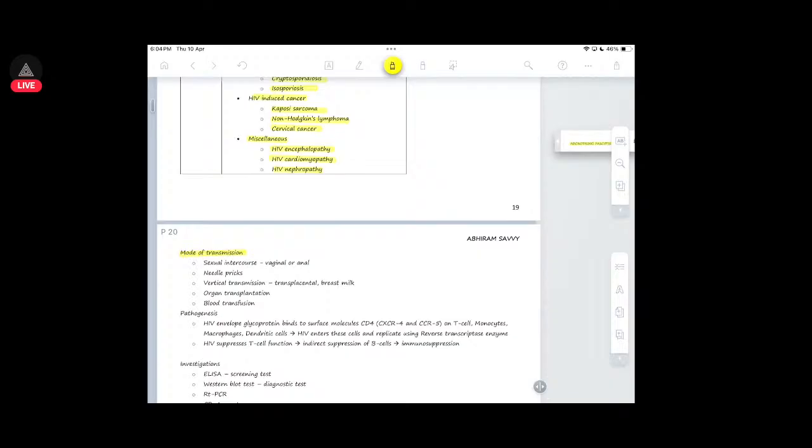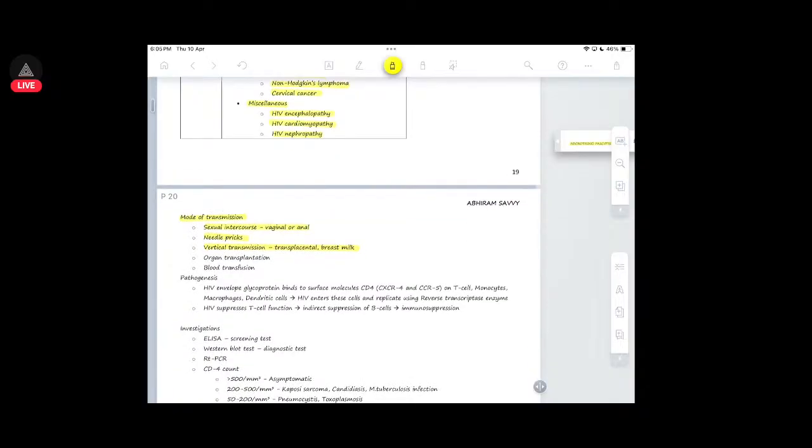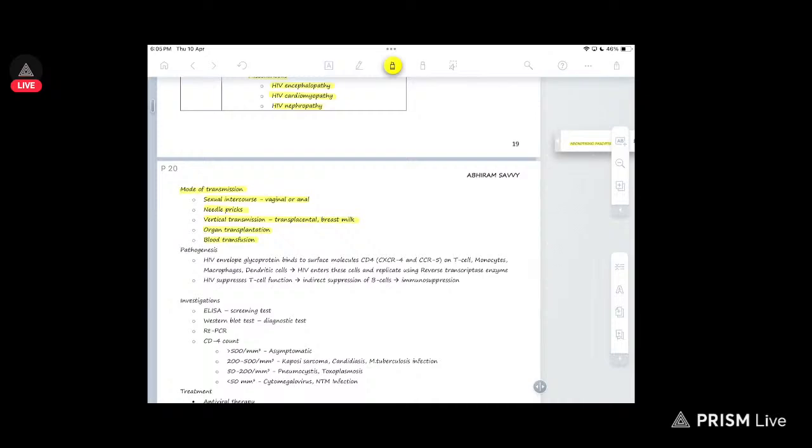And the modes of transmission: you have sexual intercourse, anal or vaginal, and needle pricks. Vertical transmission will be there, which is transplacental or through breast milk. You have organ transplantation and blood transfusion. All of these are transmission methods.